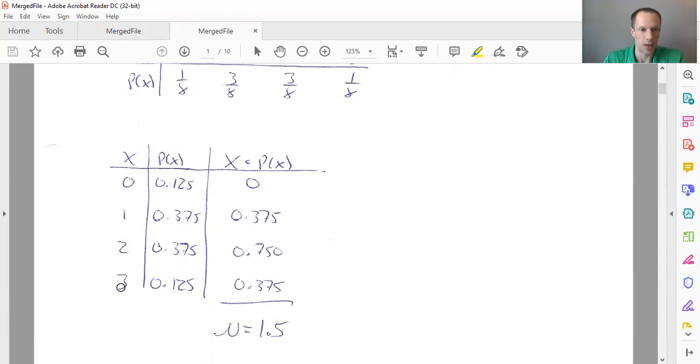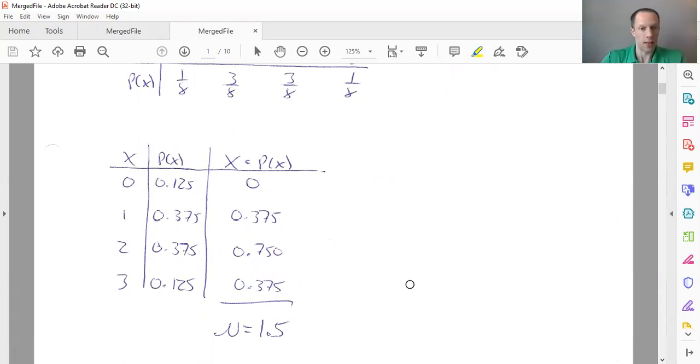So here's the first column with 0, 1, 2, and 3 for X. In the second column, I've got the probabilities in decimal form. 1 divided by 8 is 0.125. 3 divided by 8 is 0.375. And so I've got the probabilities there in decimal form.